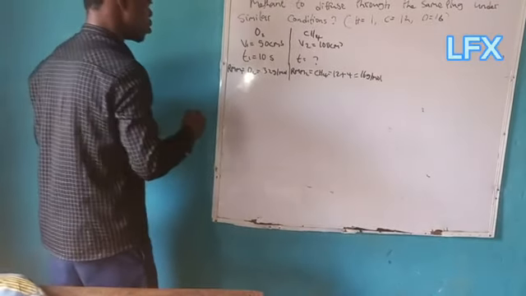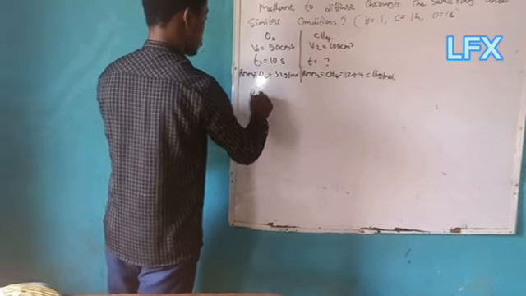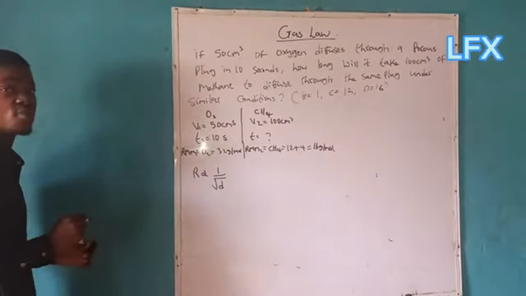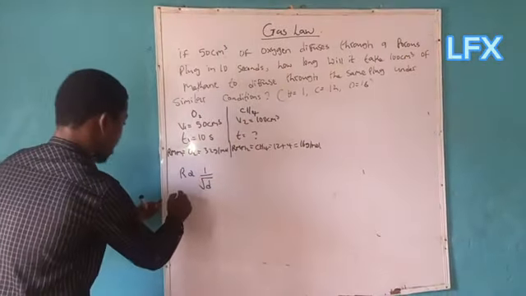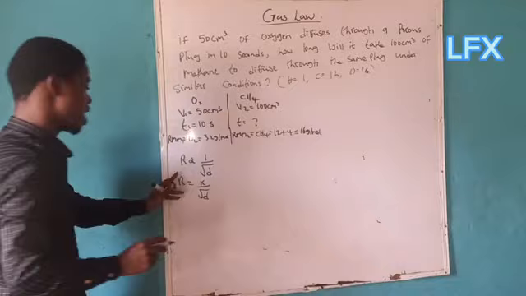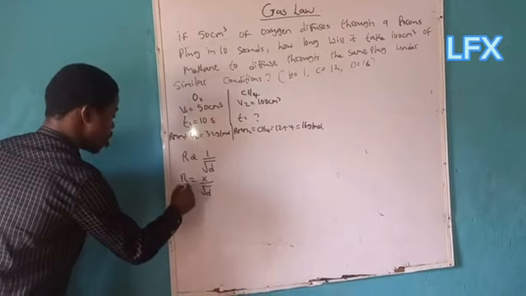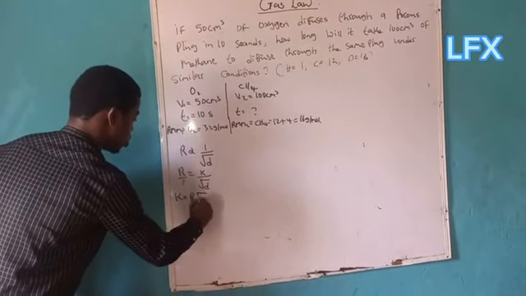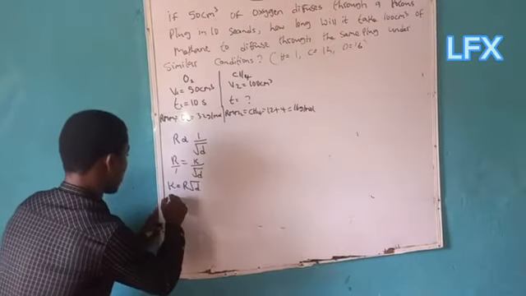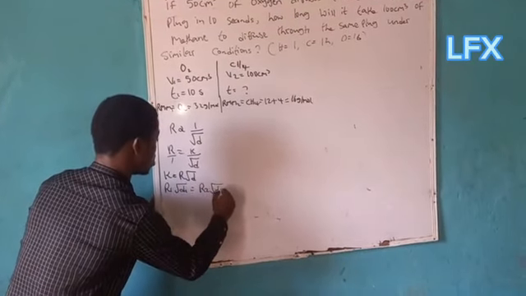So let's continue. Remember, according to Graham's law of diffusion, the rate of diffusion of a gas is inversely proportional to the square root of its vapor density. So if I introduce a constant, R is equal to K over square root of D. Then I can cross multiply, and K equals R multiplied by root D. For two cases with similar conditions, I can say R1 root D1 equals R2 root D2.